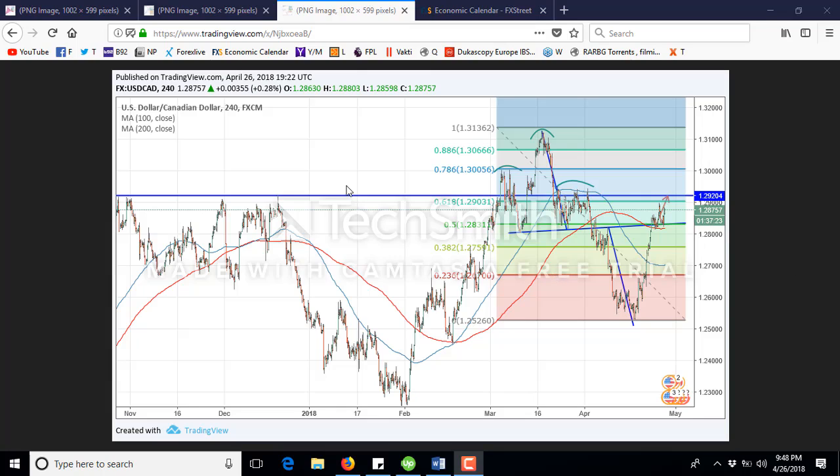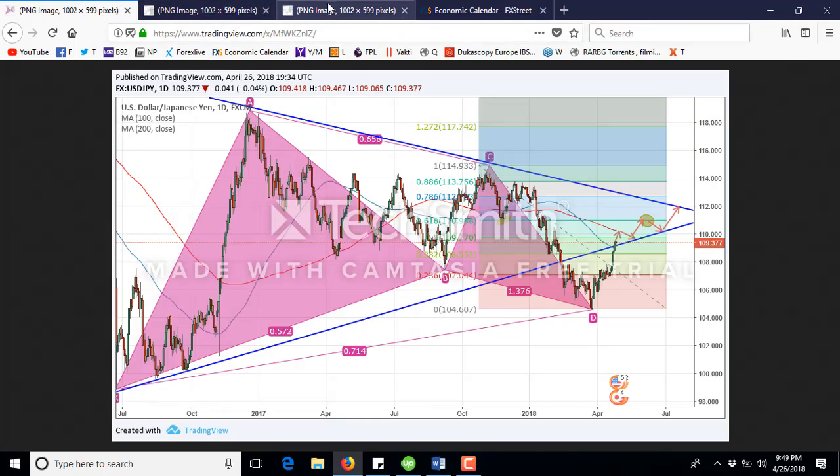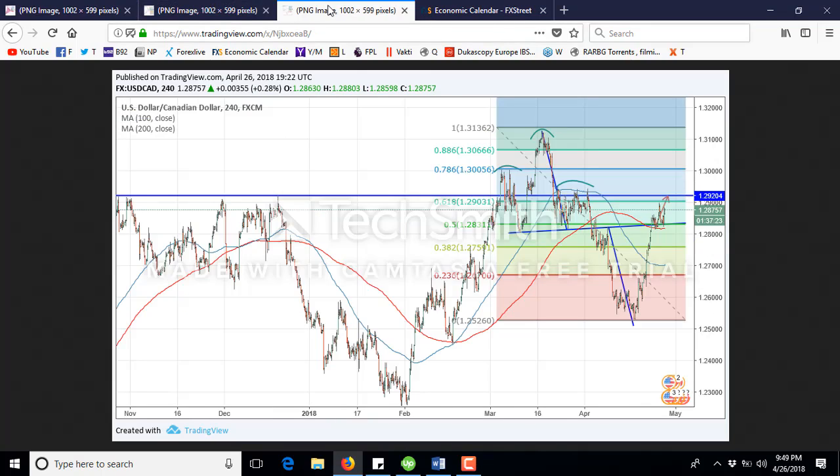So let's discuss a couple of charts. I have 3 charts to share with you and to discuss some techniques that I usually use and that are part of my toolkit. So we have a USD CAD, we have a pound dollar, and we have dollar yen. But first I want to go to the dollar CAD.